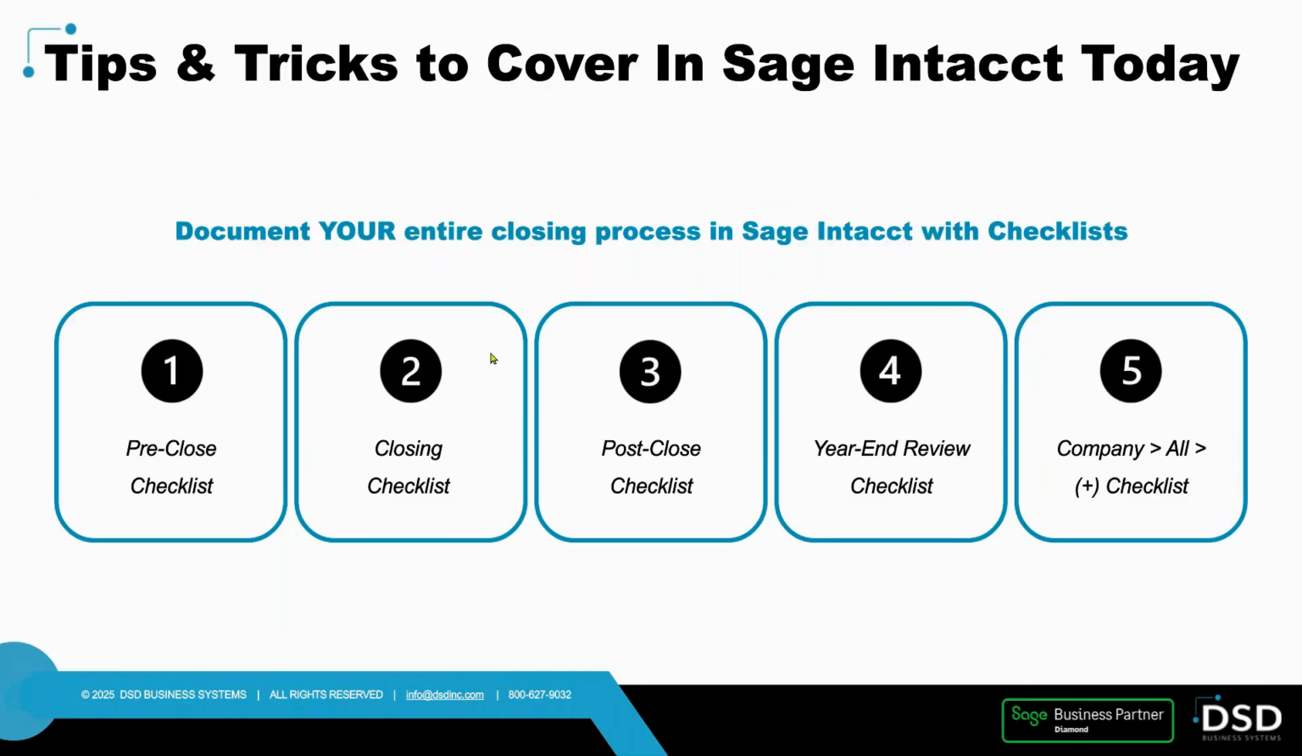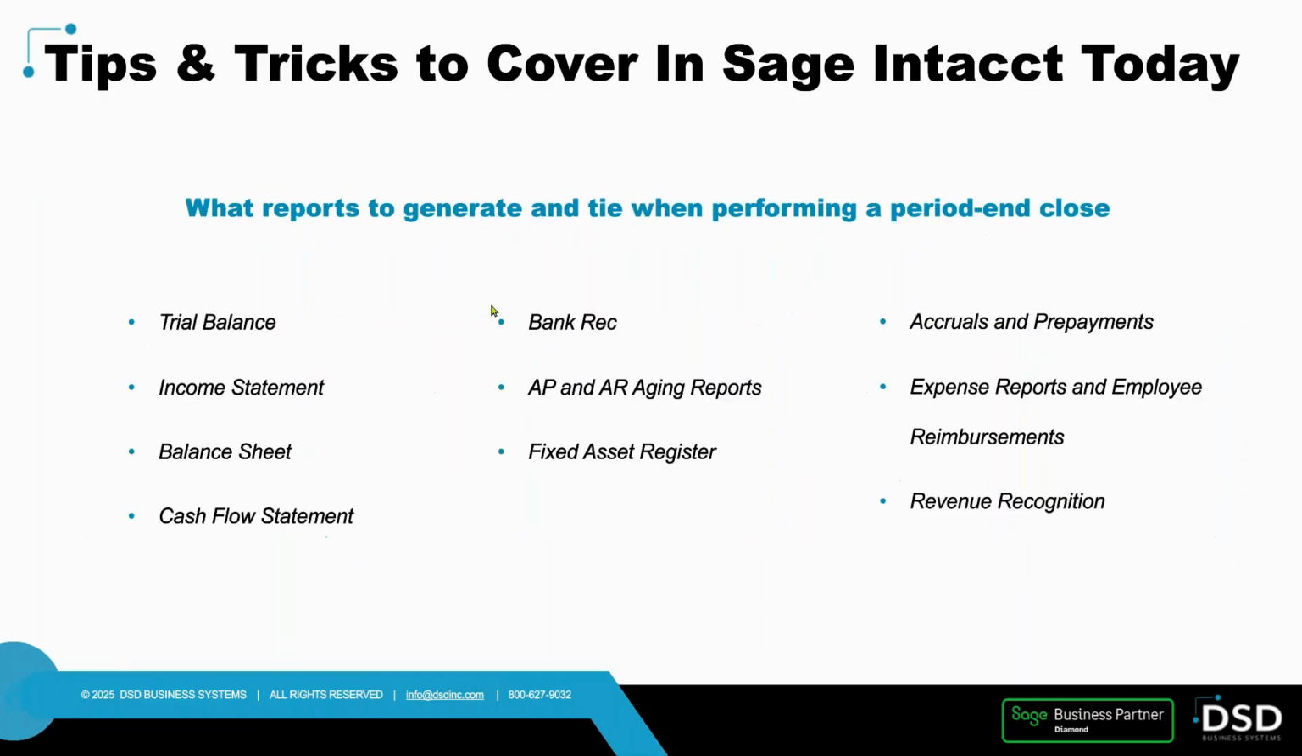Okay, let's go to the next slide. So this is kind of where you start and how you should end off things. So you start out with that pre-close checklist. You go through that closing checklist, and then the area of your post closing, and then your year-end review for that checklist, making sure everything is good. There's no more variances, anything standing out before you lock that year.